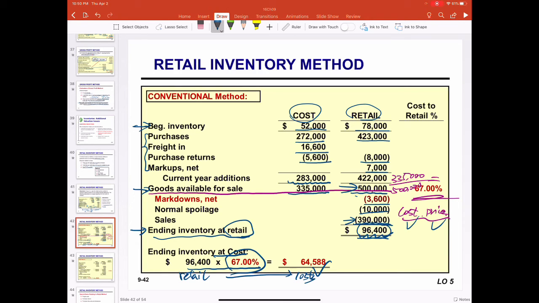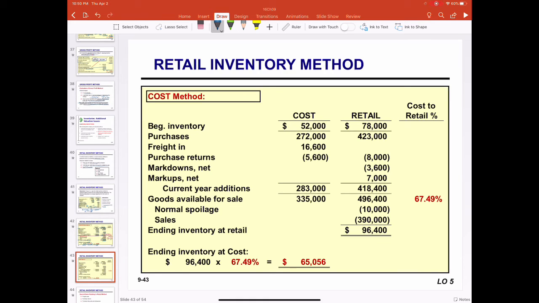So for the conventional method, all the markup we should add to the retail value of inventory before we get the retail value of goods available for sale. And the markdown is after. This is the difference between the conventional and the cost methods. Actually, for the cost method, everything is the same. The only difference is both markup and markdown have an impact on the retail value of the goods available for sale, which will have an impact on this cost retail percentage.